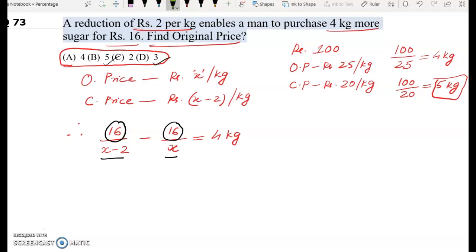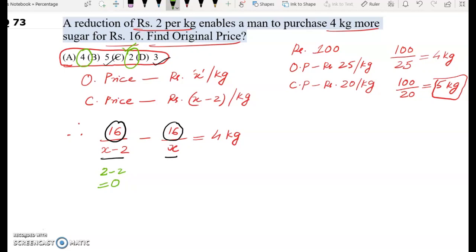Now we will check with 2, option C. Now if X is 2, 2 minus 2 will give us 0, and we can't have 0 in the denominator. So option C is also not correct. Now we will check with option 4. This should be our answer because 3, 5 and 2 we have already neglected.